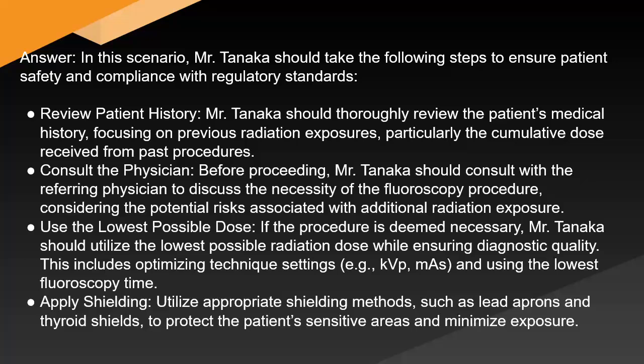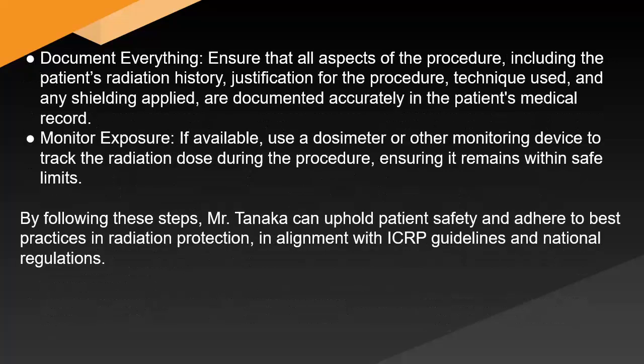Apply shielding. Utilize appropriate shielding methods, such as lead aprons and thyroid shields, to protect the patient's sensitive areas and minimize exposure. Document everything. Ensure that all aspects of the procedure, including the patient's radiation history, justification for the procedure, technique used, and any shielding applied, are documented accurately in the patient's medical record.